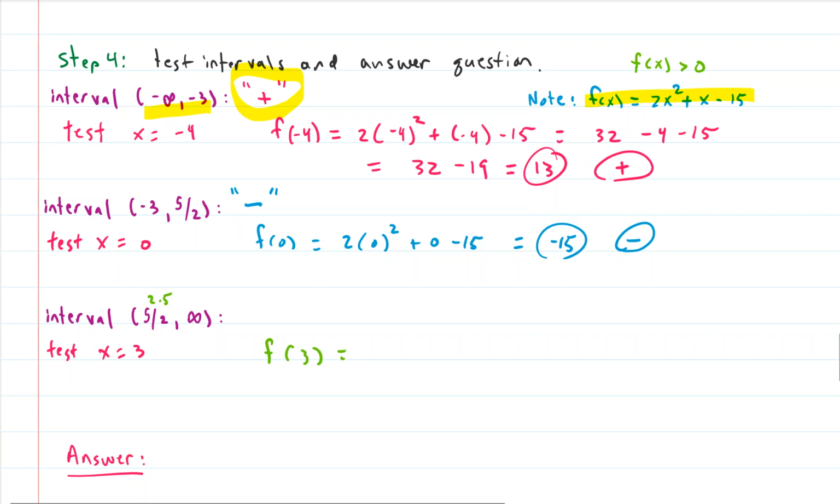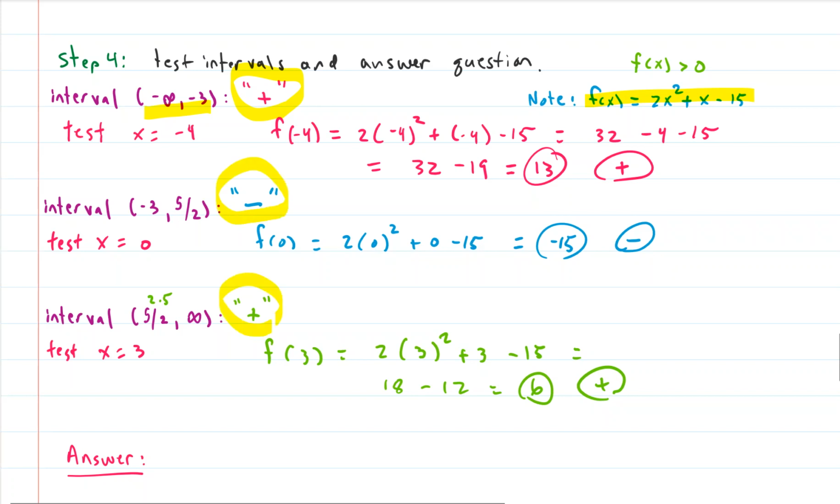If we plug in 3 here, then we have 2 times 3 squared plus 3 minus 15. So 3 squared is 9. 9 times 2 is 18. And we have -12, which gives us 6. 6 is a positive number, so this section is positive. So we went from positive to negative to positive. So it looks like this function, this polynomial, is a parabola opening up.